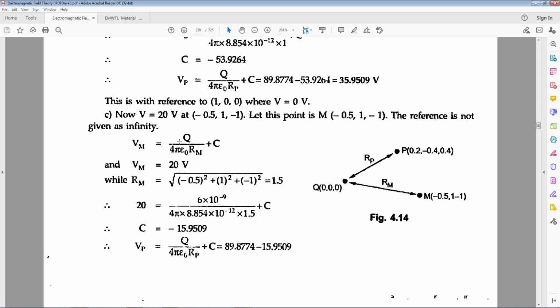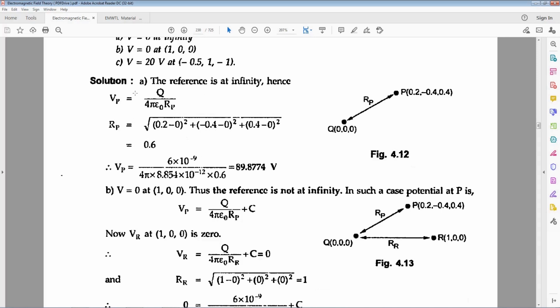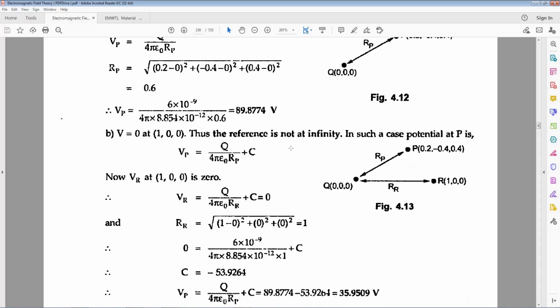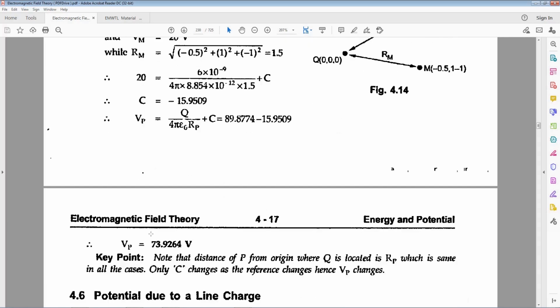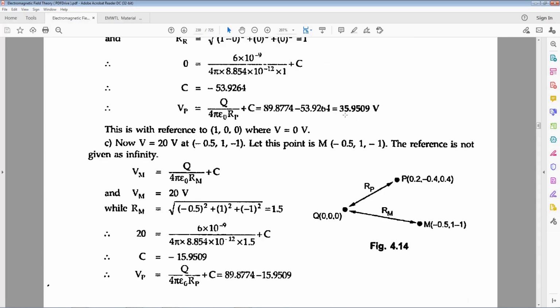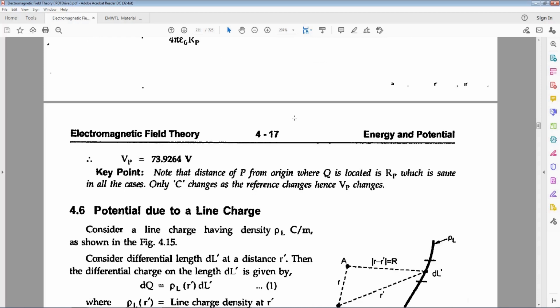And V suffix P is equal to, you can add the value 89.8774. Already we got, with the reference at infinity, 89.877. You can subtract the value of minus 15. The V suffix P we got as 73.9. Note that the distance of point P from the origin where the Q is located is R suffix P, which is the same in all the cases. 73.9 here, and another one we got as 35.9, and it is 89.8. Okay.